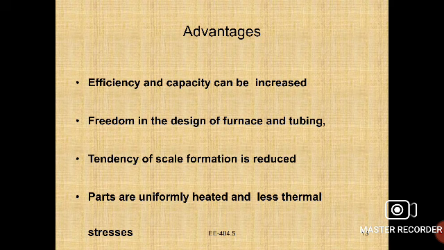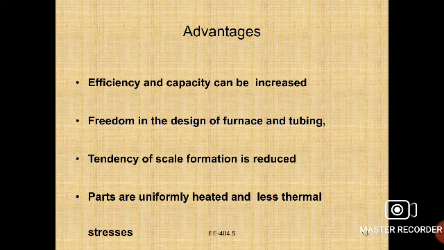What are the advantages? The efficiency and capacity of the plant can be increased. The forced circulation of water provides freedom in the design of furnace and tubing, and the tendency of scale formation is reduced. Freedom, in this case, means freedom in the design of furnace and tubing.